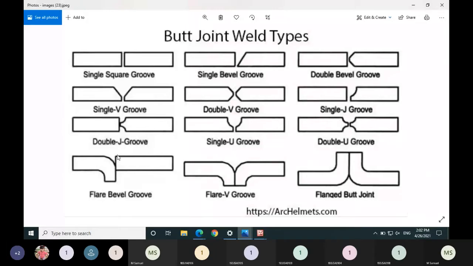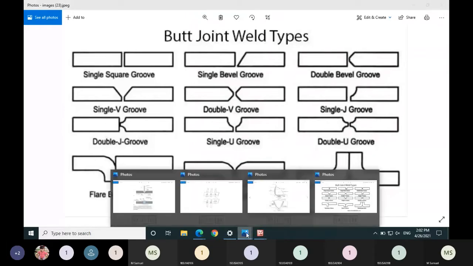One is curved and one is perfectly vertical, and then it is called a flare bevel groove. And if both are curved, then it is called a flare V groove and flanged butt joint. The last one is... Okay, so these are the types of weld joints based on how you finish the metal, how you weld this metal, what is the shape of the surface where you are welding. And let me show you another terminology also.